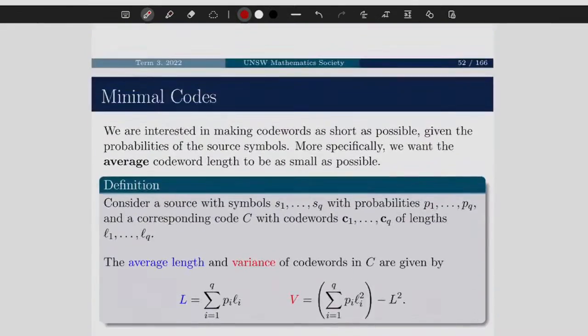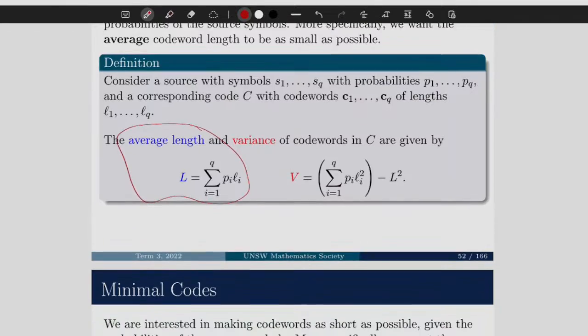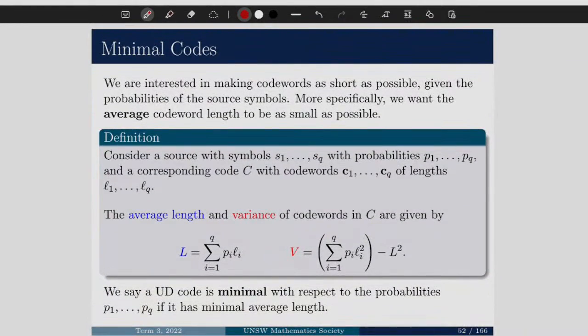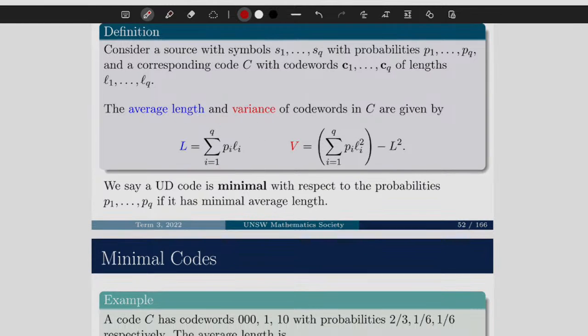So let's just go through and pull out the whole definition. So the whole definition, we have an equation for the average length, equation for the variance. The variance doesn't come in as much, but still important. It's just derived from the variance formula that we're very familiar with. But average length, very, very important to know. Okay, so let's go down here. We say that a uniquely decodable code is minimal with respect to its probabilities if it has the minimal average length. So as long as we minimize this, we're good, right?